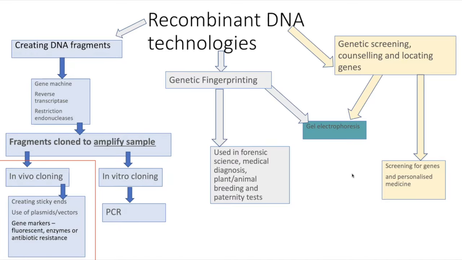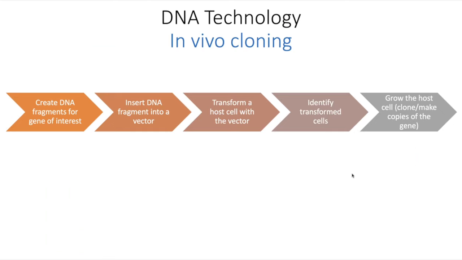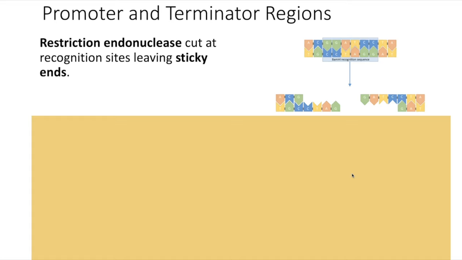Next then we're going to have a look at how you can clone those fragments so you get lots of copies of it. So you could do this in vivo, which means inside of a living thing. So we've talked about how you create your DNA fragment of interest. Now we can look at how you insert that DNA fragment into a vector, which is an organism that will carry the DNA into the host, and the host is the organism whose DNA you are modifying.